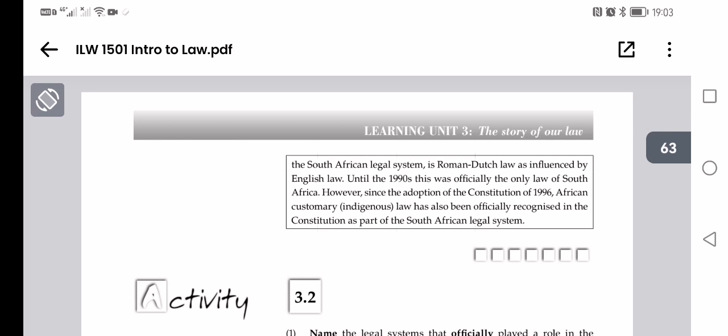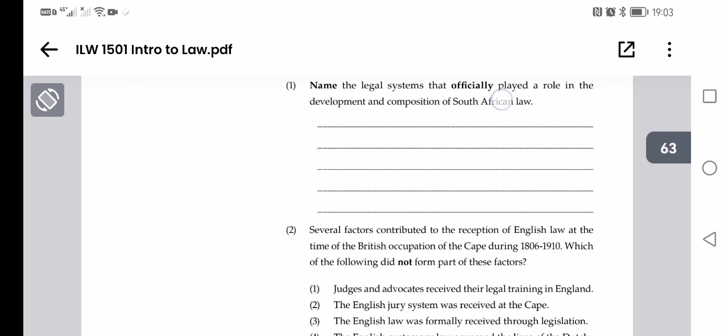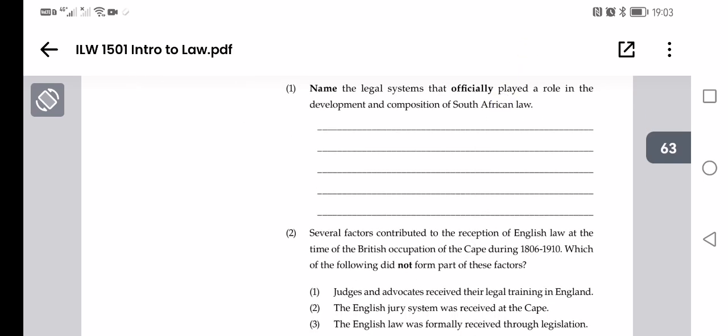That is where we end. We've got activities, up until 5. From 1 to 5, Activity 3.2. Okay, here we need to name the legal system that officially played a role in the development and composition of South African law.